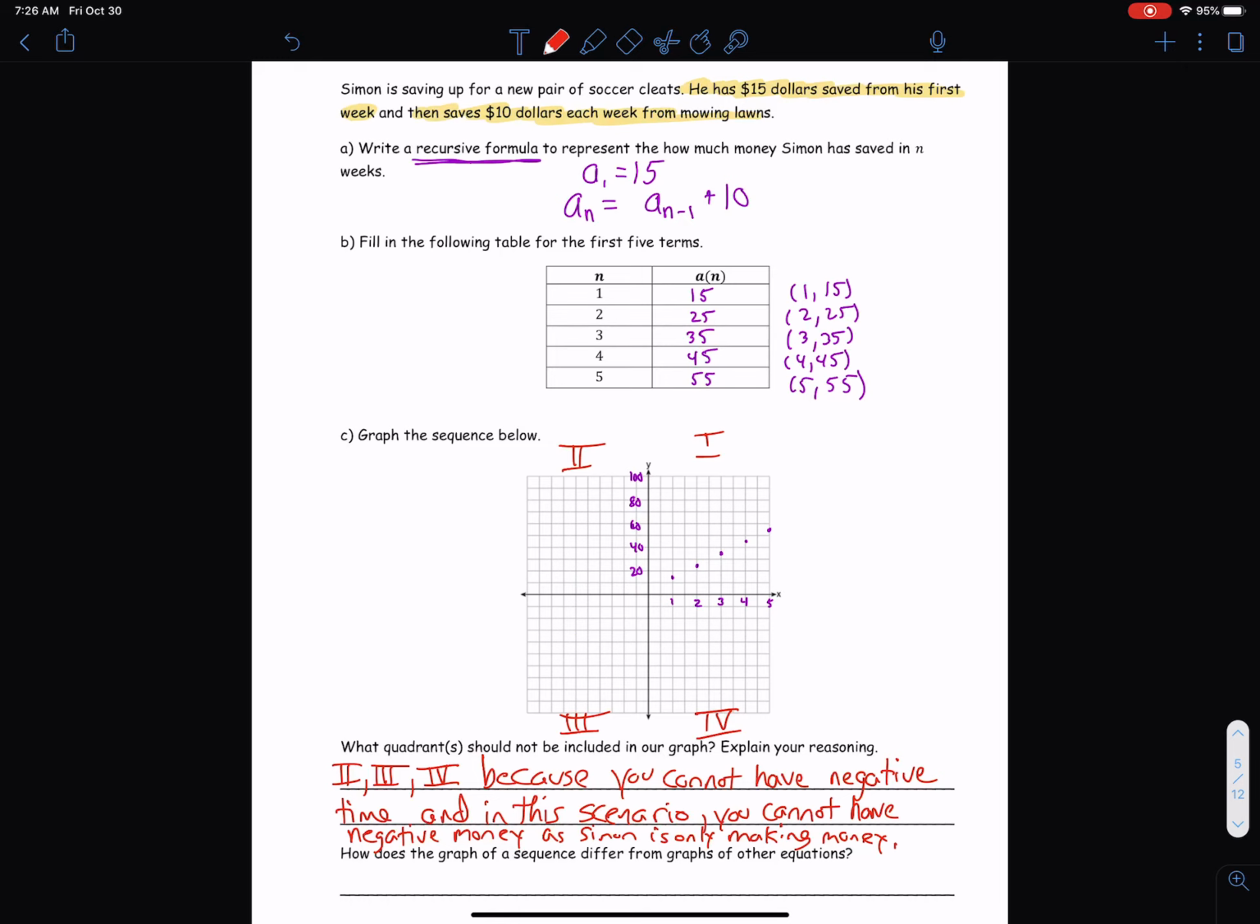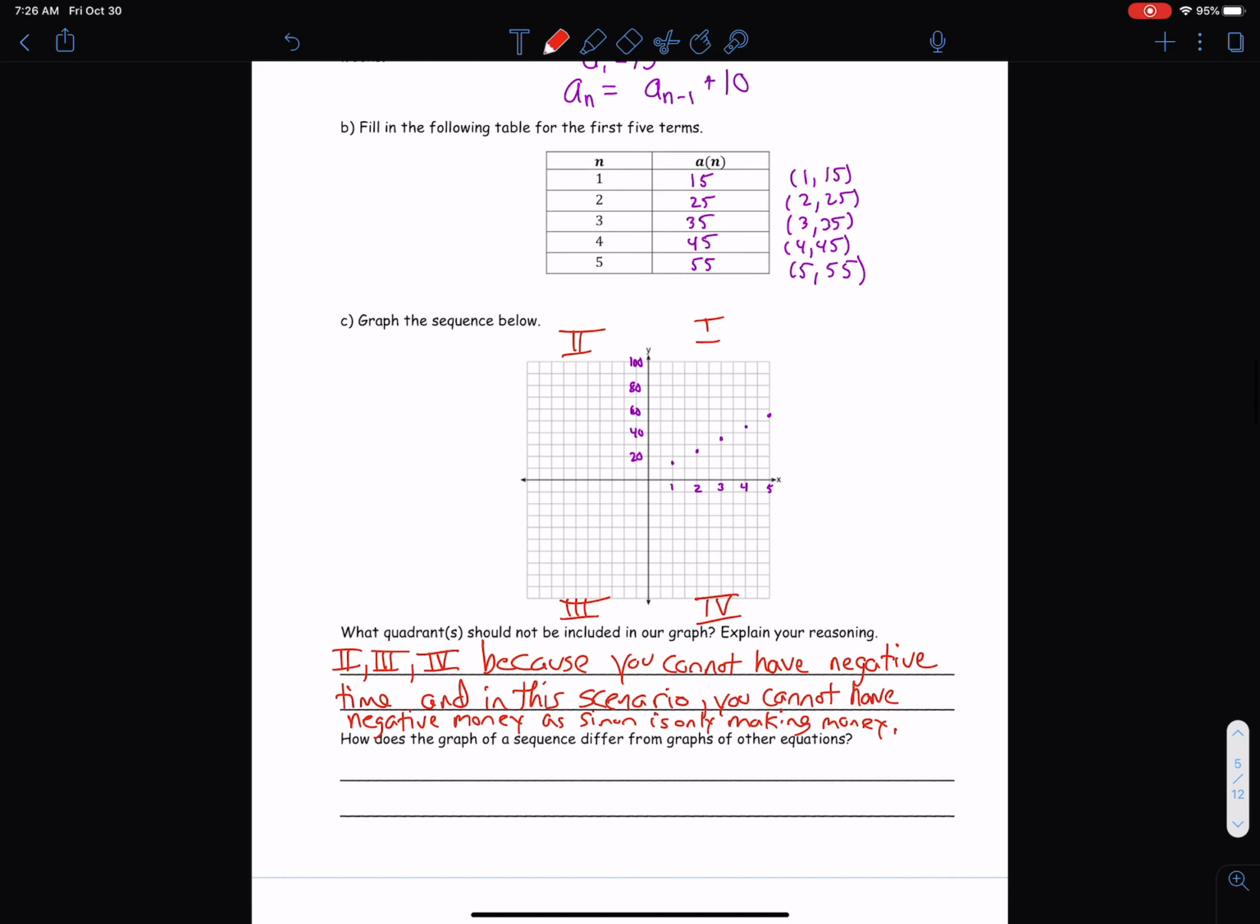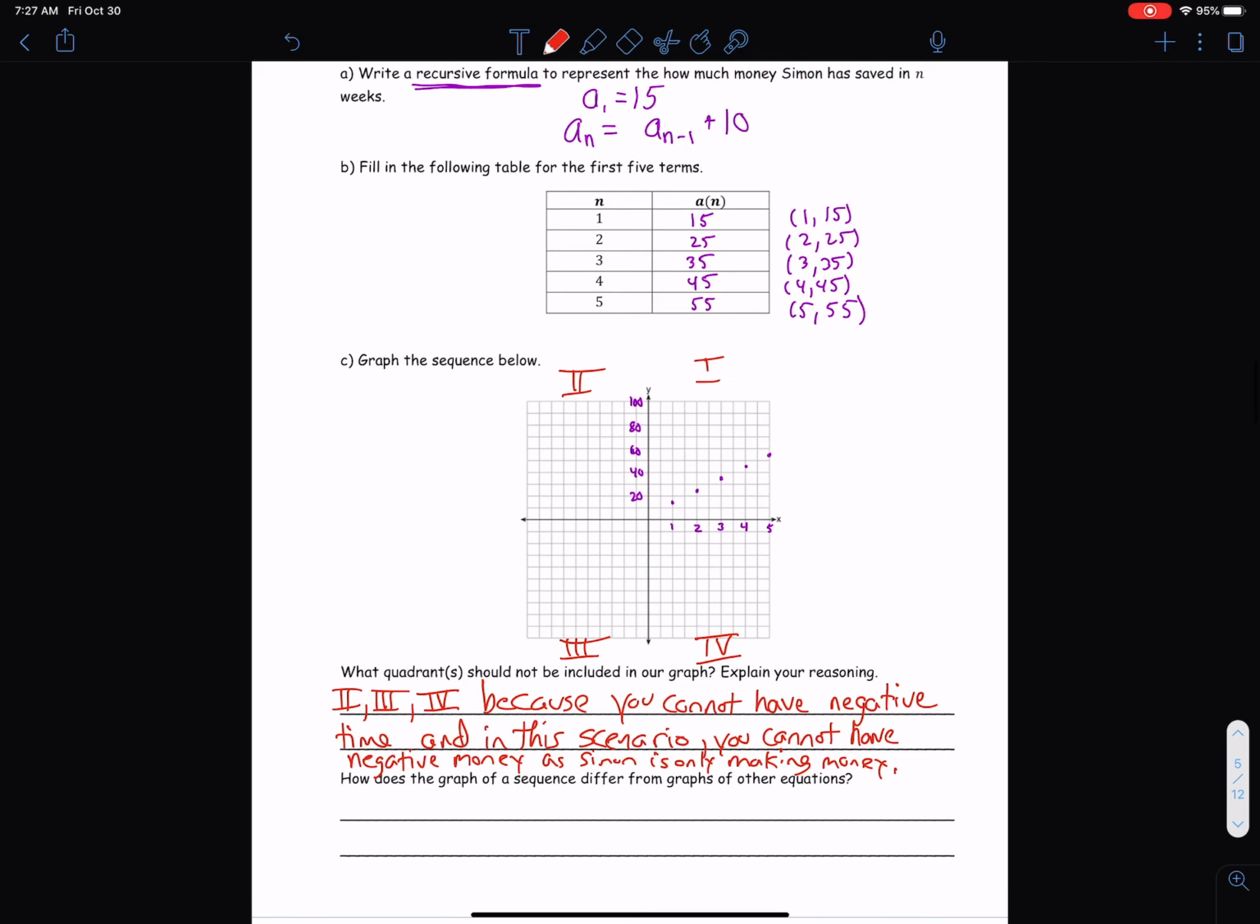And how does the graph of a sequence differ from graphs of other equations? Well, think about other equations. If you plot a bunch of points, you would have a nice curve or a nice straight line. In this instance, so for sequences, you don't connect those points. So you do not connect the points.